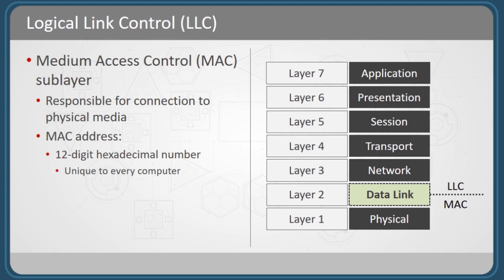So the LLC is not concerned with the addressing, more so the format and the control mechanisms. The MAC is not concerned with those mechanisms. It's more concerned with the addressing. But both of them put together define the overall data link layer.